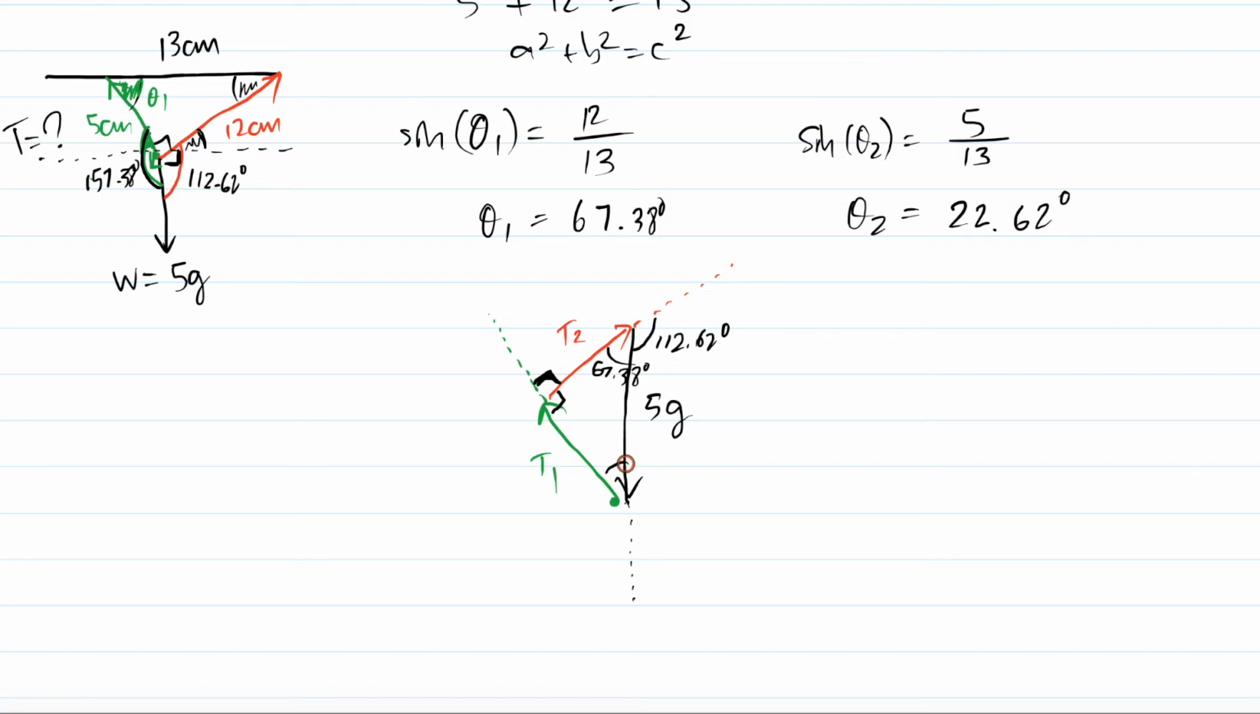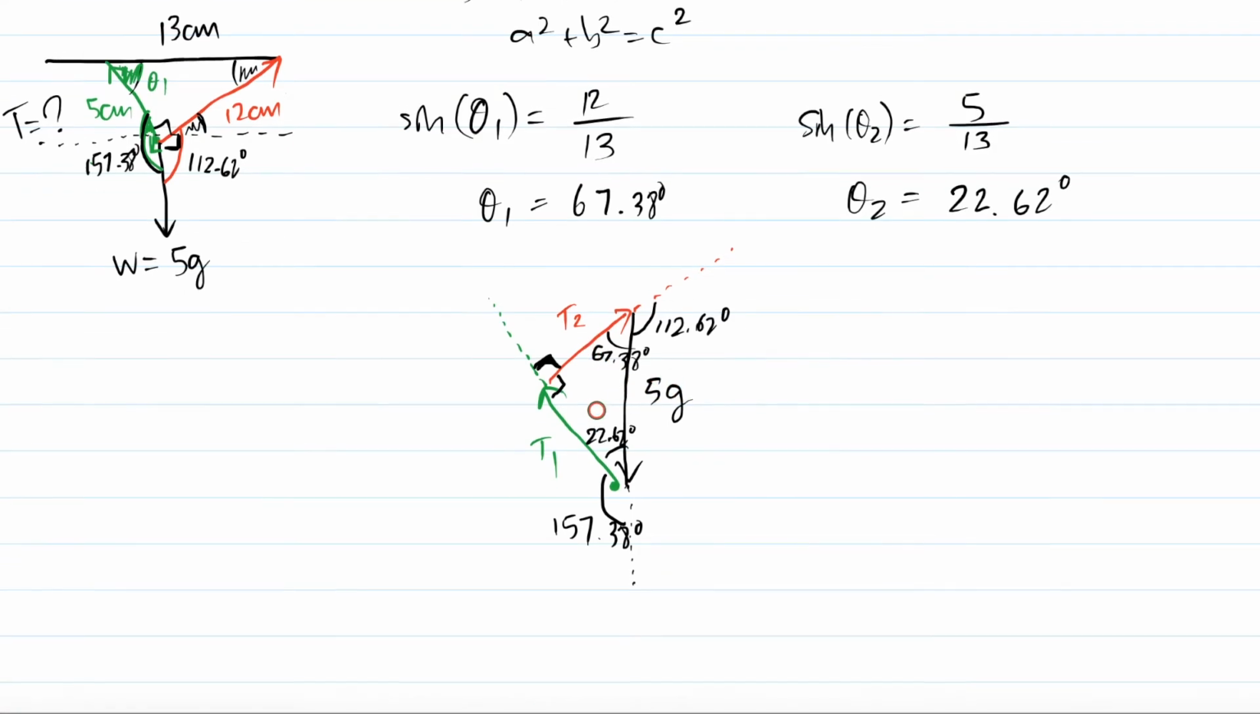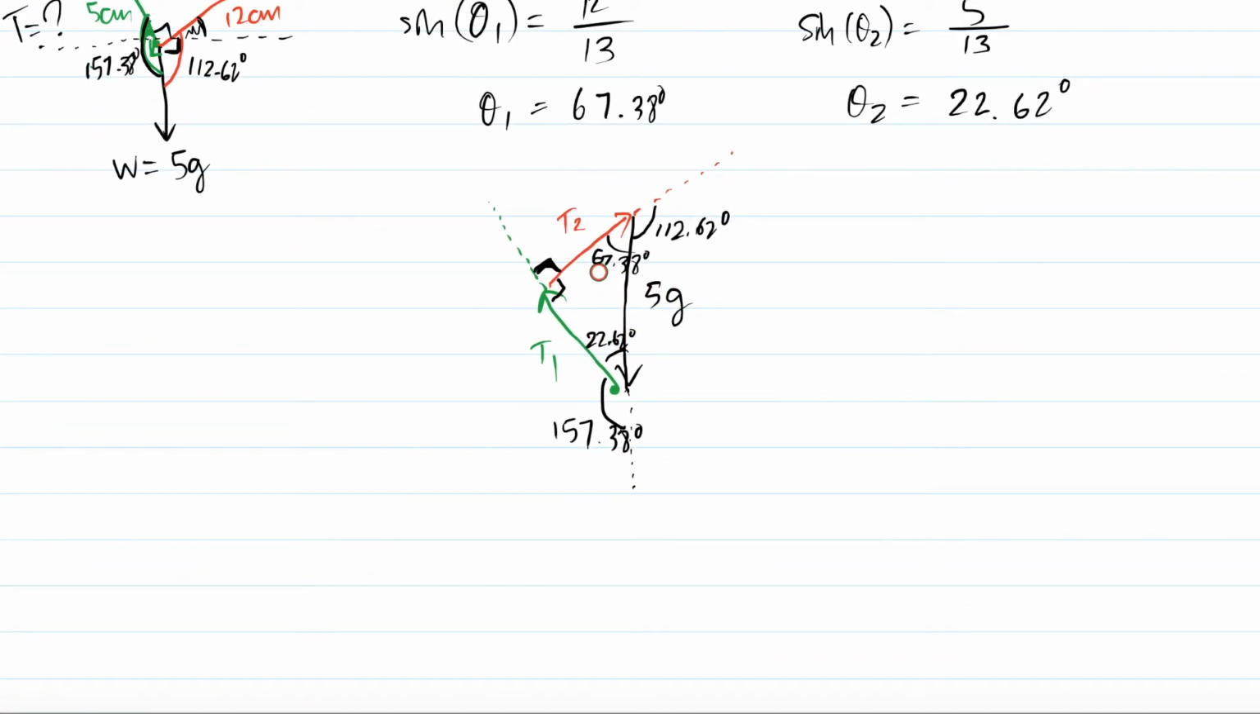Or if you want, you can also do the same thing between the green and the weight force. Green and weight force, that's 157.38. So therefore 180 minus that should give you 22.62 degrees. Once you have all your angles and your forces and your diagram, you can easily find whatever force you need.